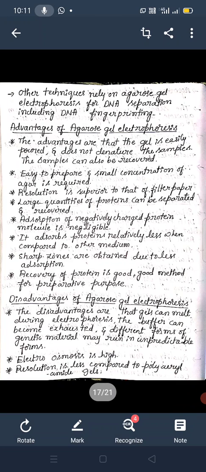Next, disadvantages of agarose gel electrophoresis. The disadvantages are that the gels can melt during electrophoresis, the buffer can become exhausted, and different forms of genetic material may run in unpredictable forms, and here the electroosmosis is high, and the resolution is less compared to polyacrylamide gels, and different sources and batches of agar tend to give different results, and purification is often necessary.